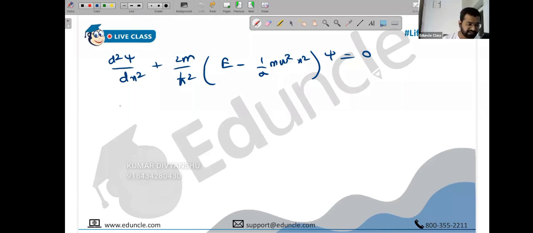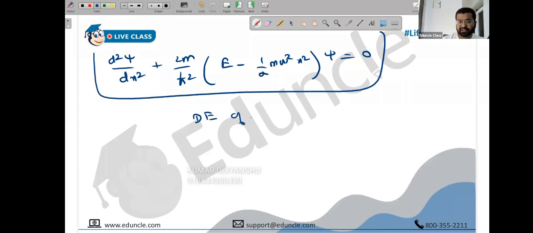First of all, the ground state value. Ground state value we can write directly. Just a second. But first, you can write this is a differential equation of linear harmonic oscillator or 1D harmonic oscillator, whatever.